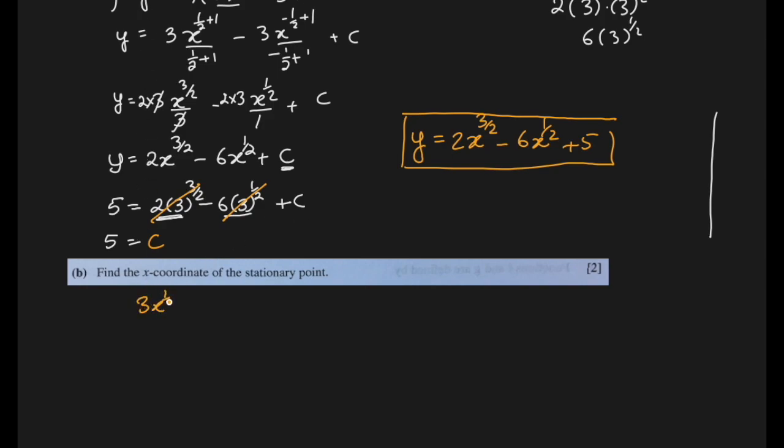3x to the power half minus 3x to the power minus half. This was dy over dx, which has to be equal to 0 for a stationary point, because this is the gradient. Gradient at stationary points is 0. The smaller of the two exponents is minus half, so we'll take that one common with 3: 3x to the power minus half.